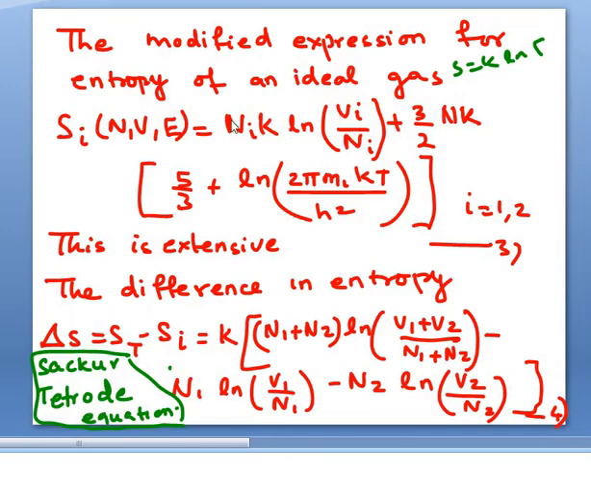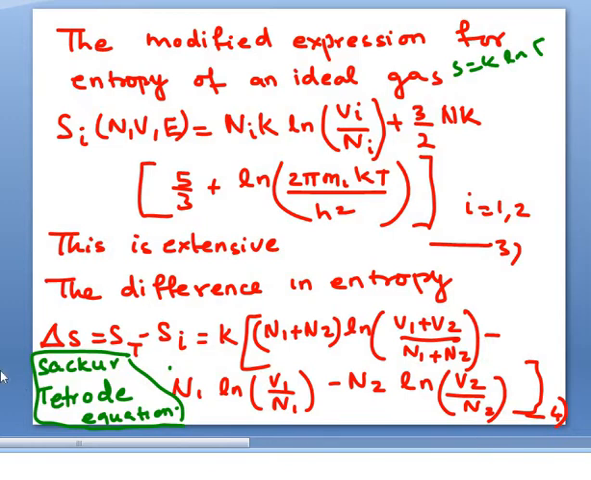So the total of this term will be what? k N1 plus N2, total N, ln V1 plus V2, total V, by N1 plus N2, minus N1 ln V1 by N1, minus N2 ln V2 by N2. One more step is there which you can do very easily.